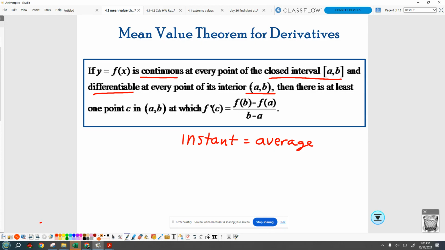So your average speed was 55 miles an hour. You had to have been going 55 miles an hour at some point. All of the points at 71 minutes? No, not necessarily.